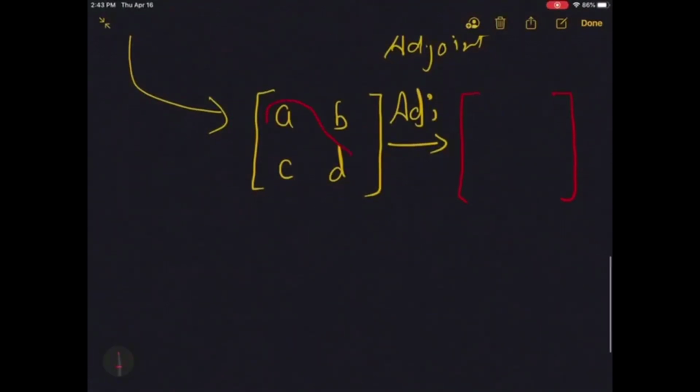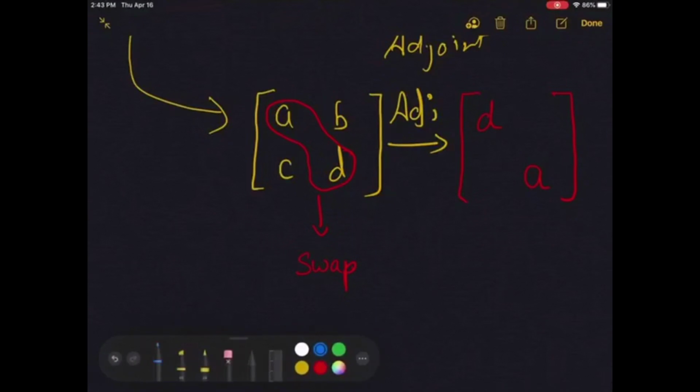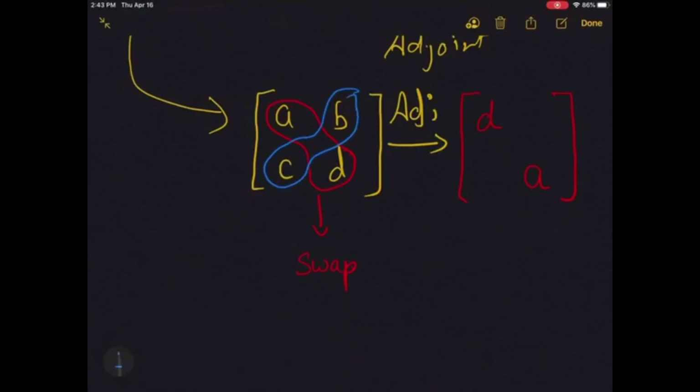For A and D, we swap those 2. So now for the adjoint matrix, D would go here and A would go here. For the other diagonal, we just switch signs. So this becomes negative B and this is negative C. Here you go. That's how we figure out the adjoint.